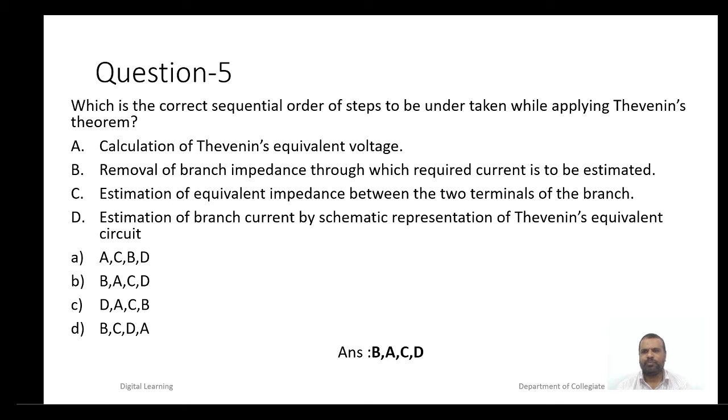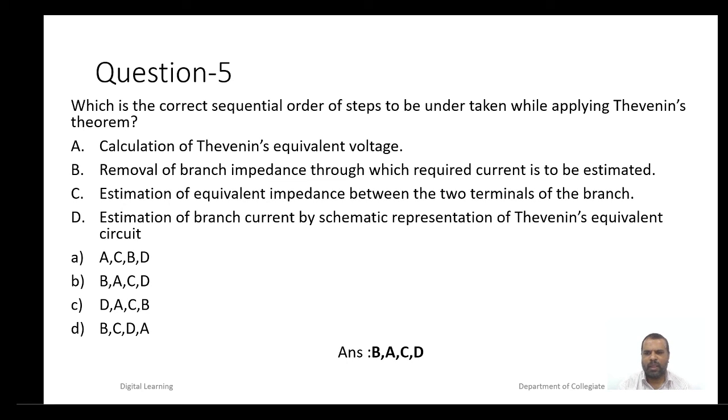Question number 5. Which is the correct sequential order of steps to be undertaken while applying Thevenin's theorem? A, calculation of Thevenin's equivalent voltage. B, removal of branch impedance through which required current is to be estimated. C, estimation of equivalent impedance between the two terminals of the branch. D, estimate the branch current by schematic representation of Thevenin's equivalent circuit.